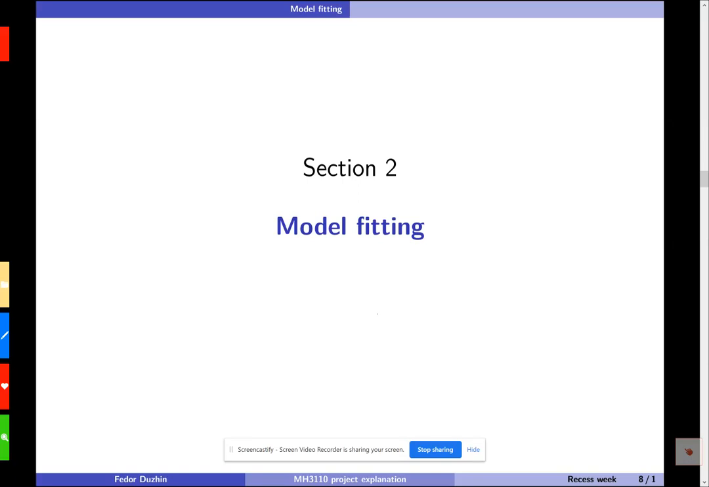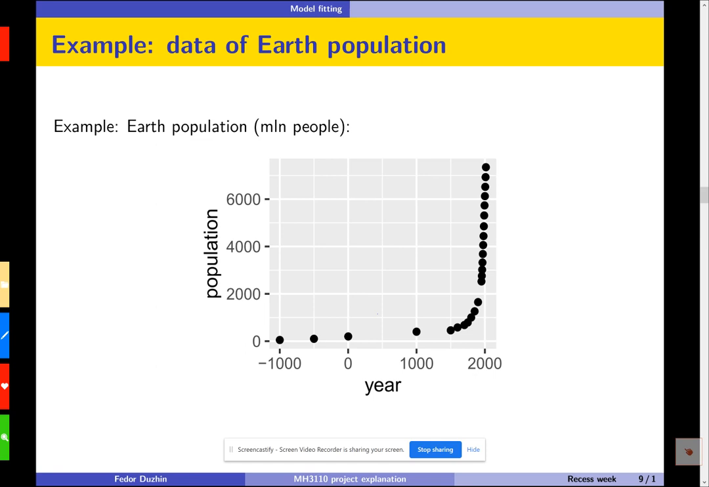All right. My next video is about model fitting. For the sake of an example, I'm going to give you a simple example. Suppose that we work with the data of Earth population that I downloaded somewhere, in millions of people.